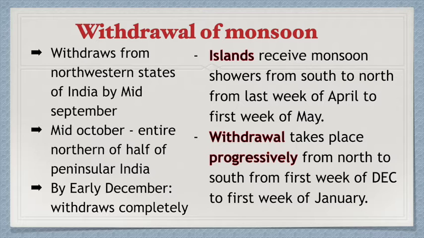In islands, especially the Andaman and Nicobar Islands and Lakshadweep Islands, monsoon showers start from south to north from the last week of April to the first week of May. But withdrawal takes place progressively from north to south, that is, in the reverse direction, from the first week of December to the first week of January.